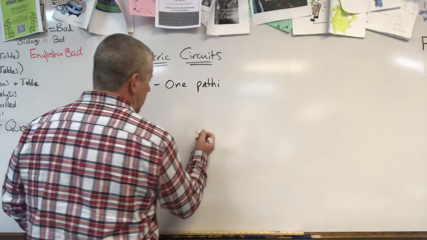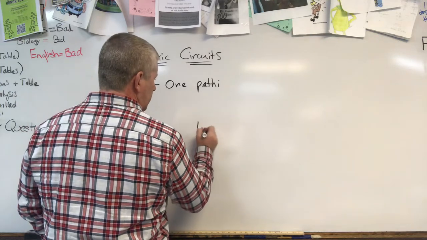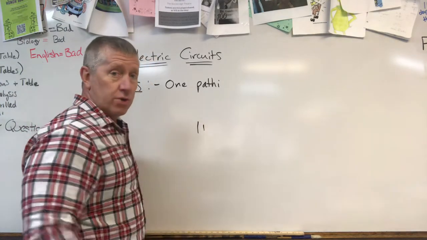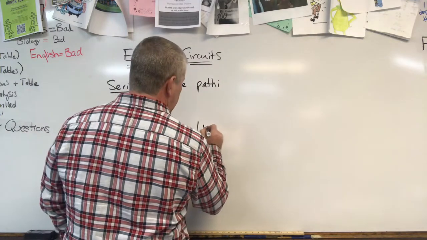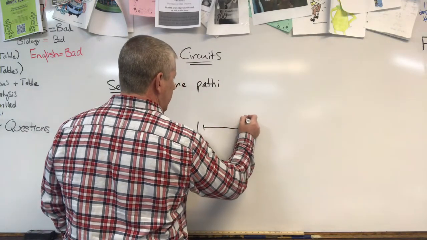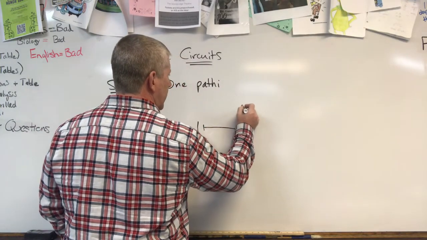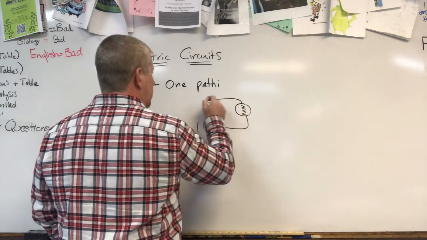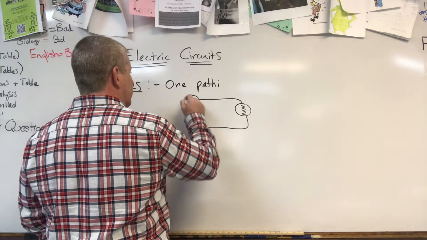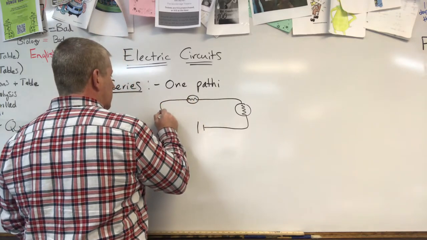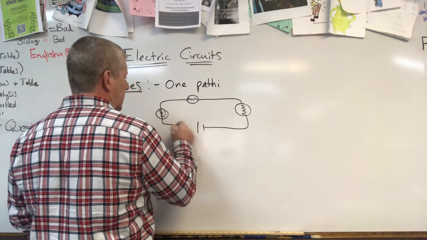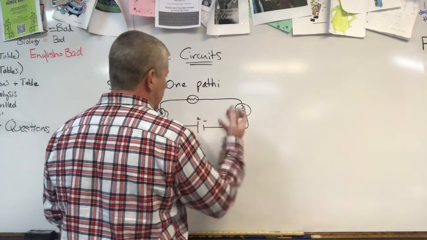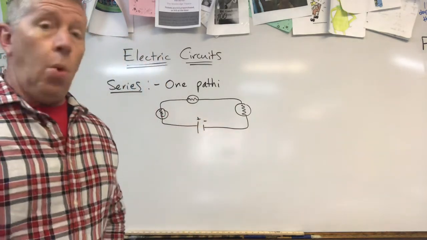What does that mean? All right, well, I'll draw one for you here. Here's a series circuit. What do we got there? Battery. Okay. And I got a wire coming out, and maybe that wire goes to a light bulb. And maybe the wire goes to another light bulb. And then maybe we go to a little light bulb. Okay, there we go. That's a series circuit.